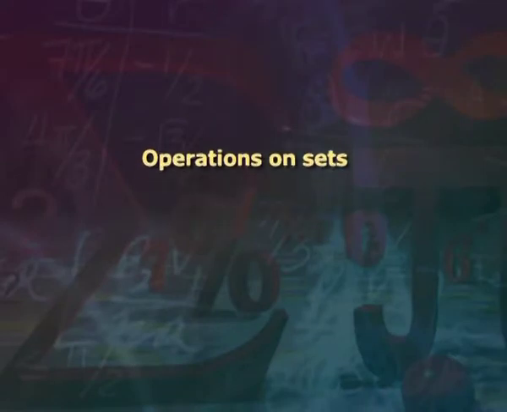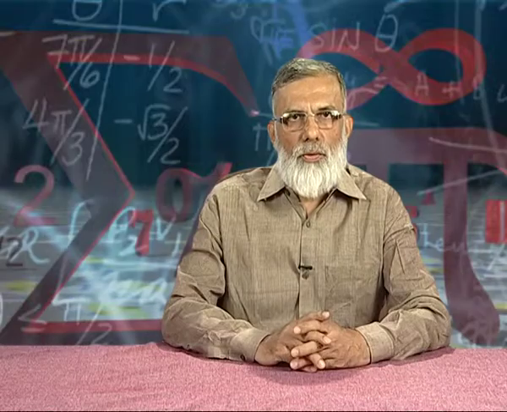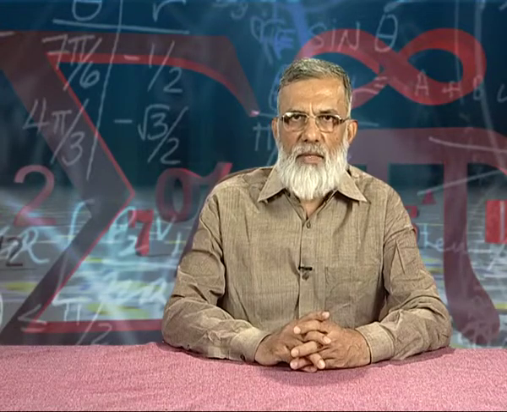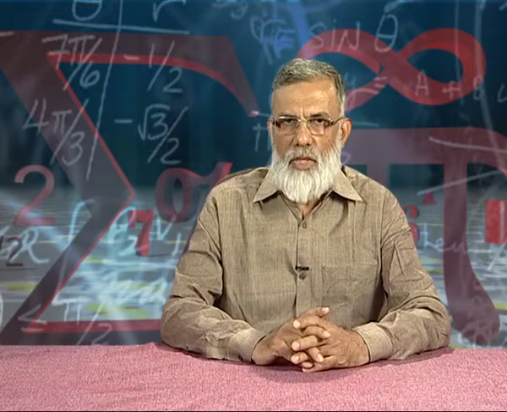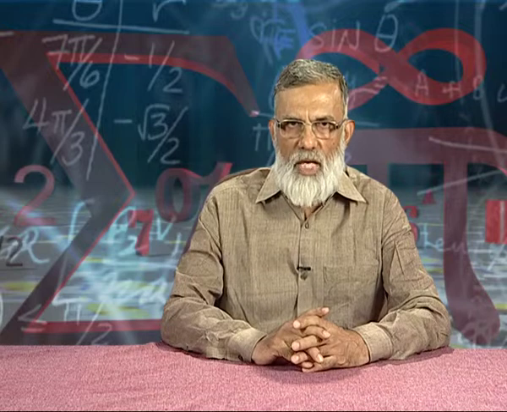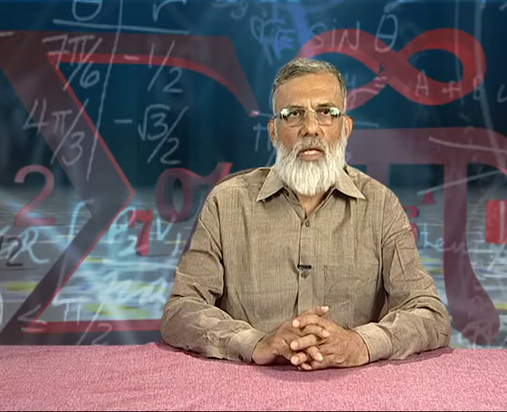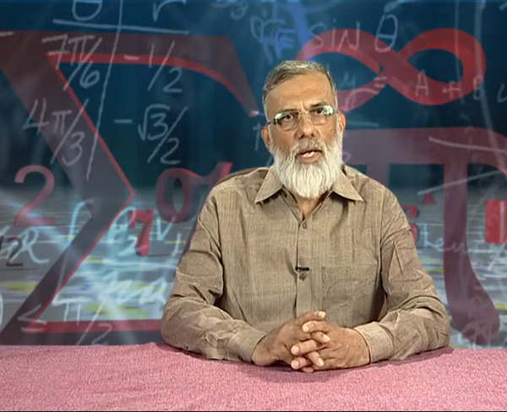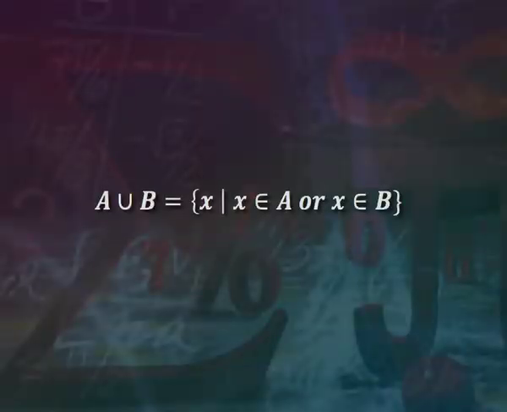Operations on sets. 1. Union. The union of two sets A and B is denoted by A union B and is the new set consisting of all the elements which are either in A or B. Thus, A union B is equal to the set of x such that x is in A or x is in B.